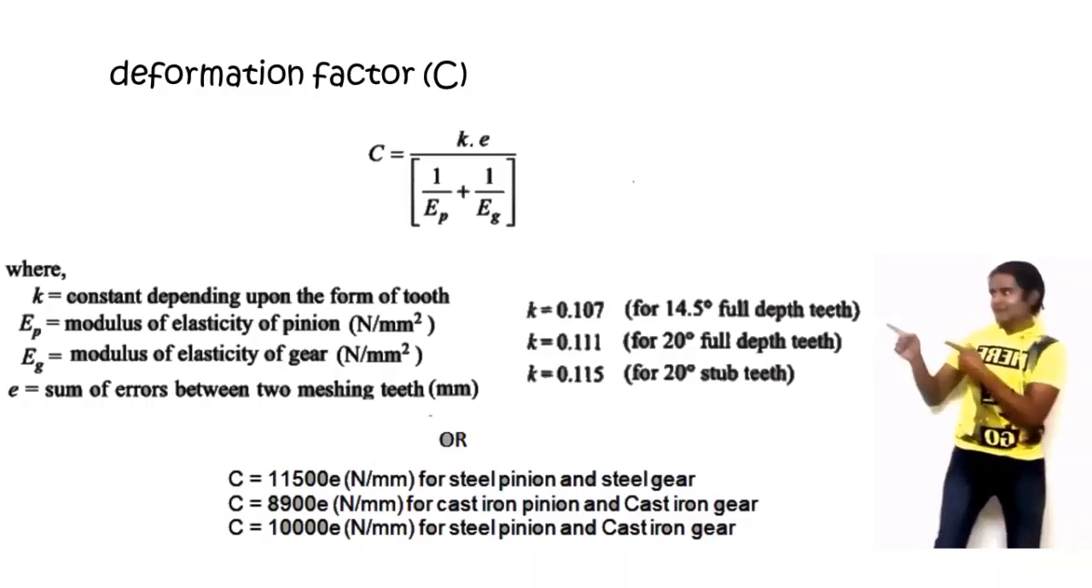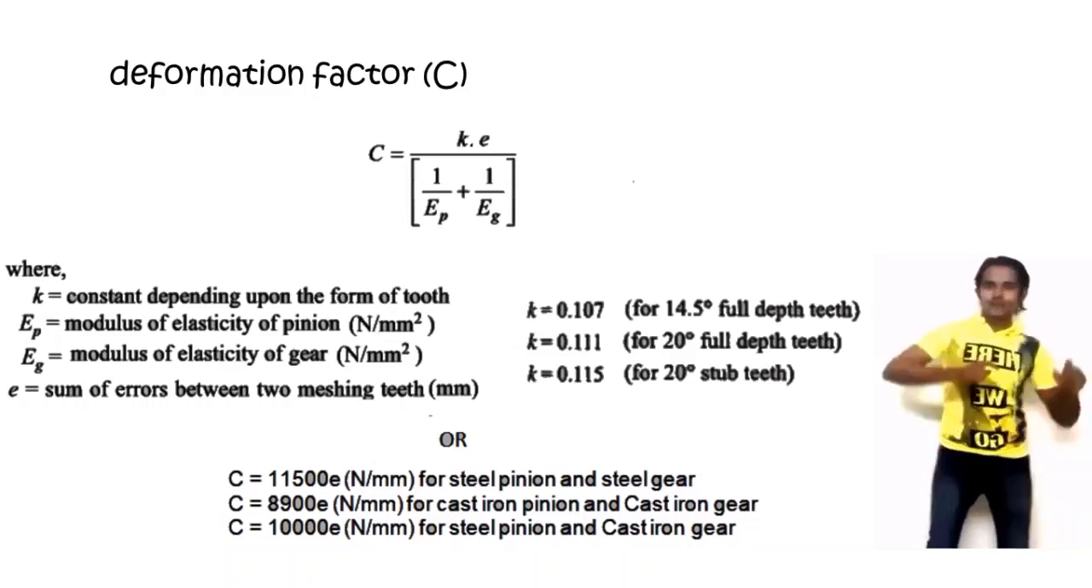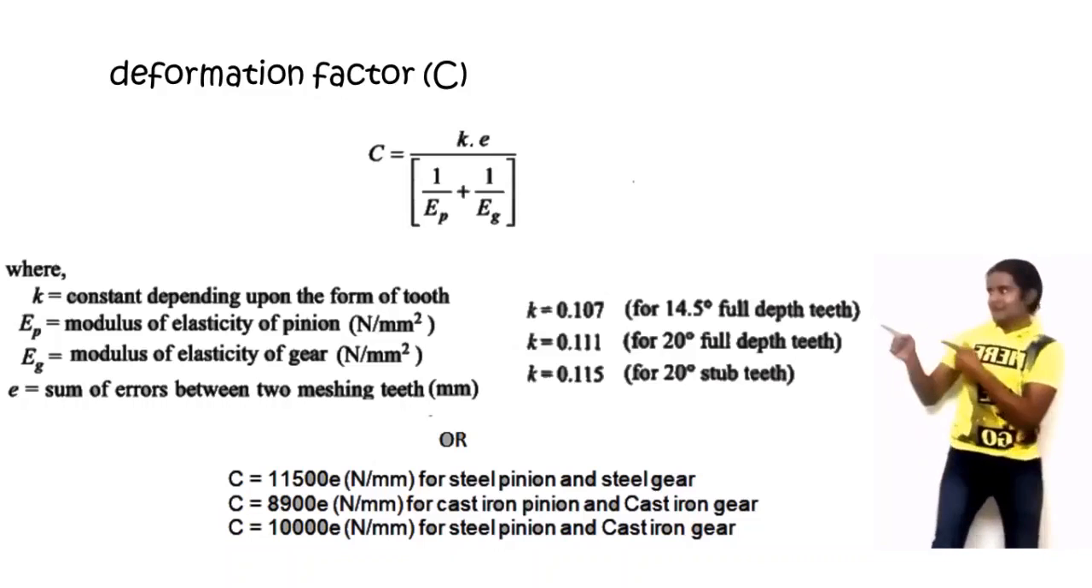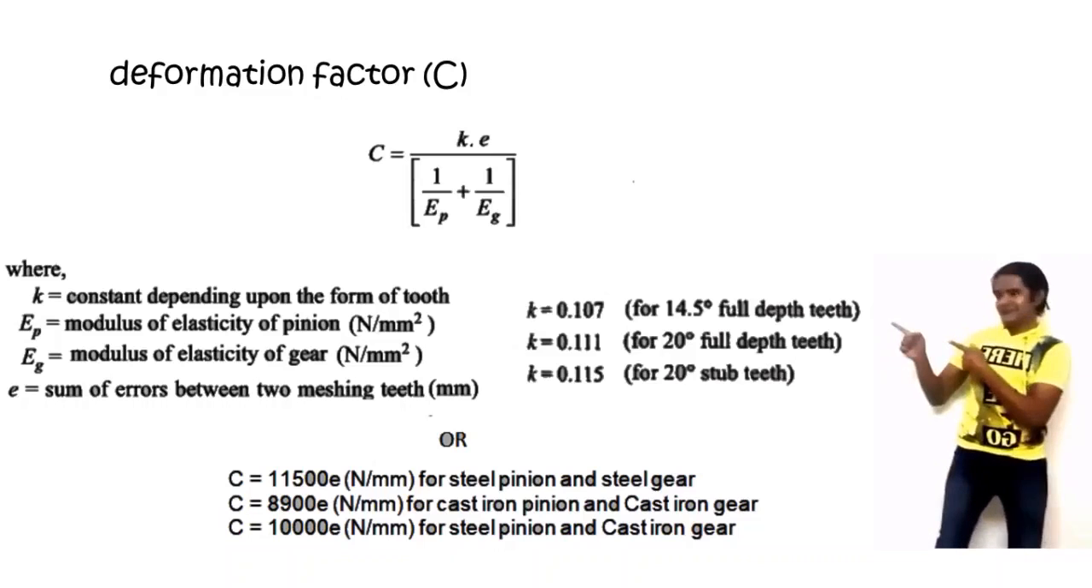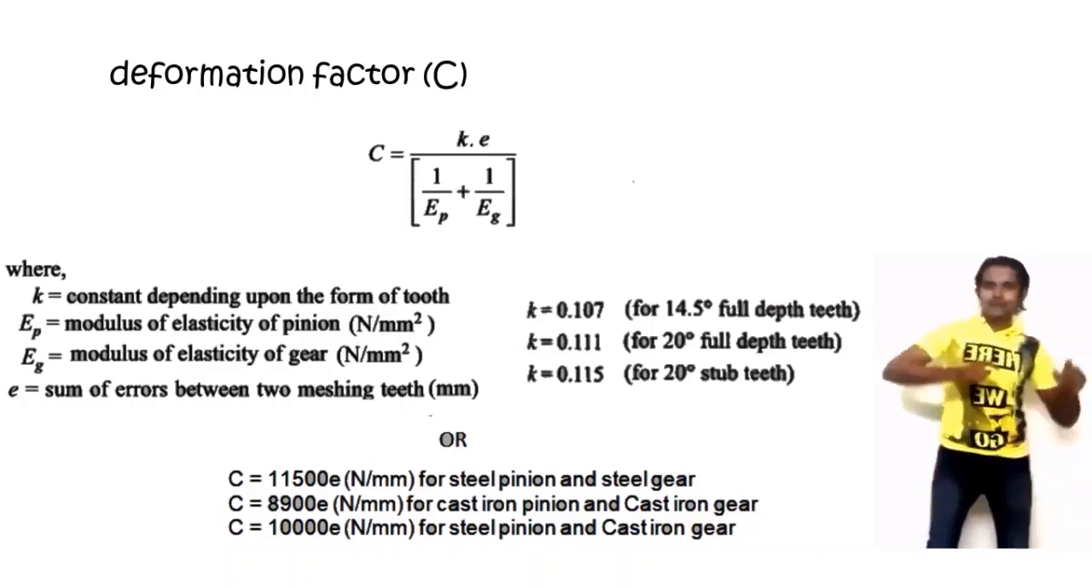Now the next step is K, that is constant. Constant K you have to select on the basis of the pressure angle. If it is 14.5 pressure angle, then the value of K is given 0.107. If the 20-degree full depth involute pressure angle is given, then small k value you will have to use is 0.111, and for 20-degree stub you will have to use it as 0.115.